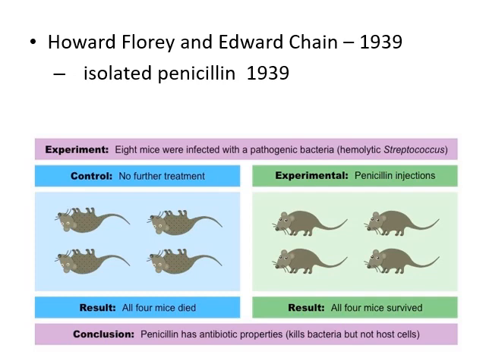So what they did is they took 8 mice, they gave them all this Staphylococcus or Streptococcus bacteria, and they were all very, very sick. So the 4 mice that they gave the penicillin to survived, and then the 4 mice that they didn't give the penicillin to, they ended up dying.